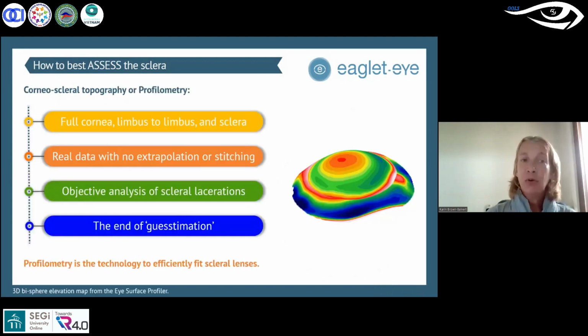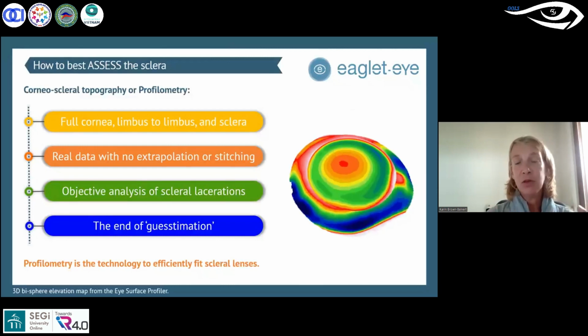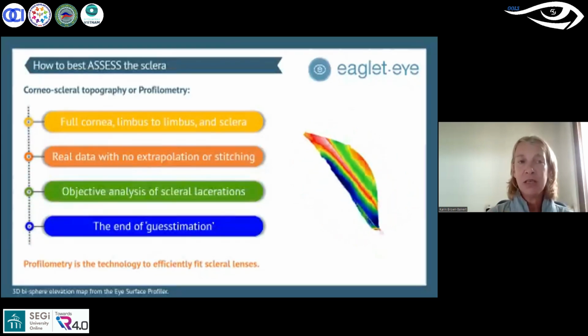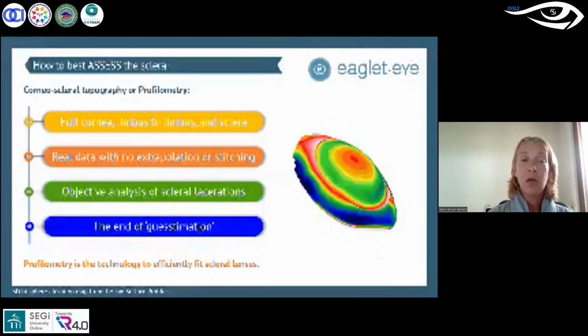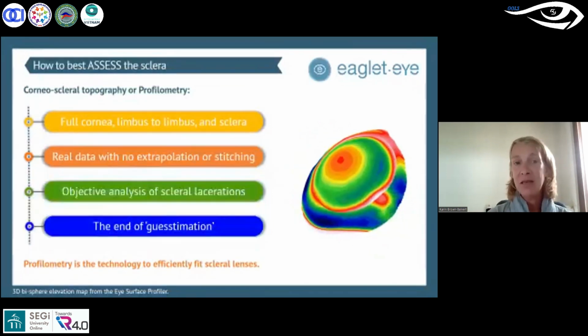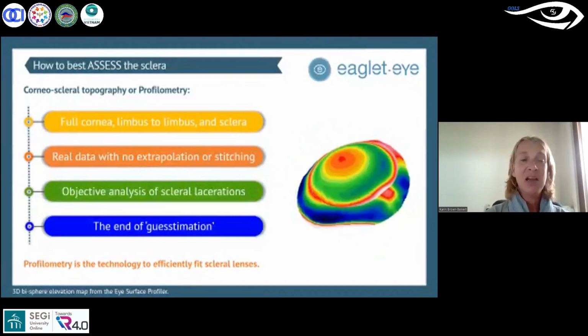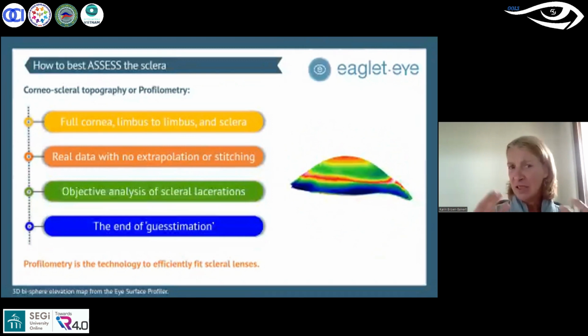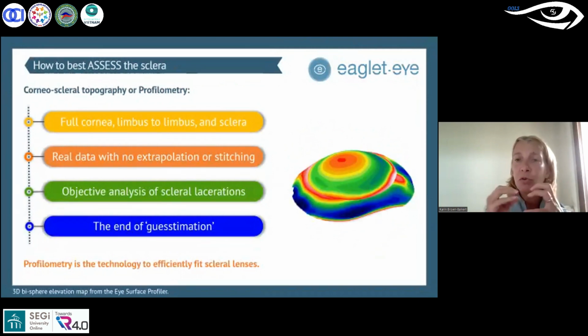So looking at the profilometry, so corneal scleral topography or profilometry, where we're sort of naming it both because we also just want to make sure that it's not just the sclera we're measuring, we're also measuring the cornea as well. So it measures the full cornea, limbus to limbus, and the sclera. It gives you real data with no extrapolation or stitching. So in actual fact, if you've got a good scan, the lens can be designed to do that scan that you have. So it does come down to taking good images, but it also means that we're not stitching.